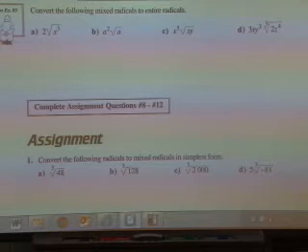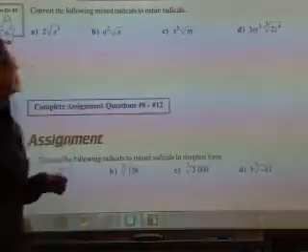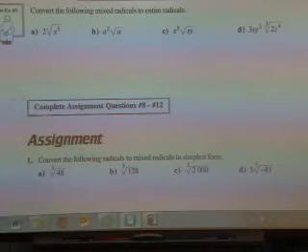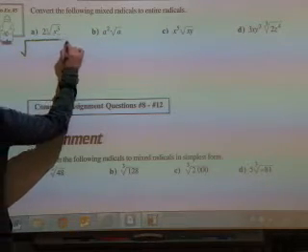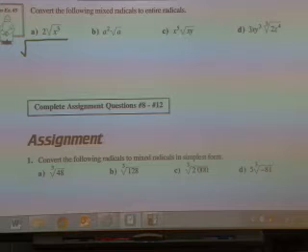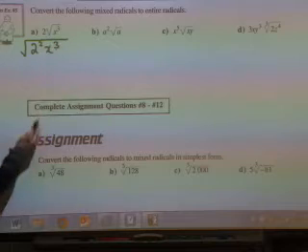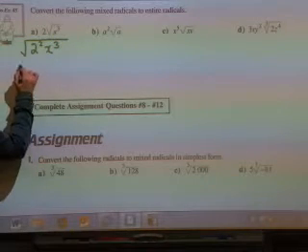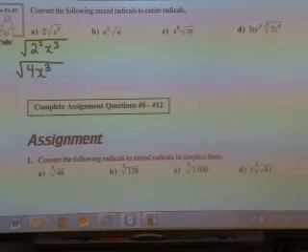So the last 4 go from a mixed to an entire. So that's putting everything underneath the radical sign. So if I have to put the 2 underneath the radical sign, what will I need to do to it? I need to square it. So what is 2 squared? So I will get 4x cubed, the square root of 4x cubed.